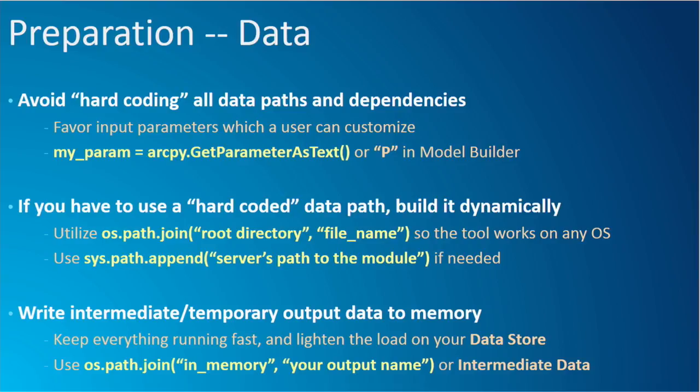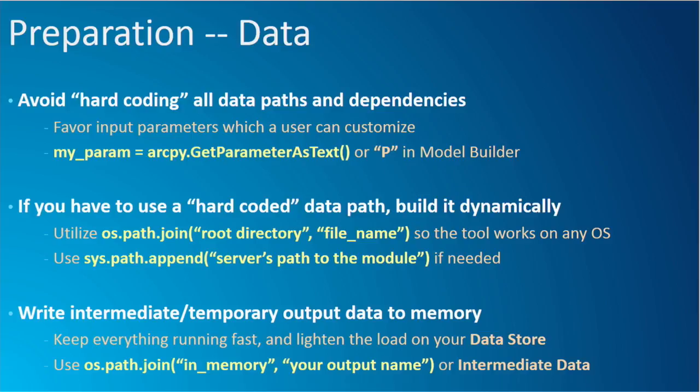These allow you to have the user select which parameter they want, or what they want to use for that parameter. You know, they can use their own data path or have a drop-down selection or something like that. And in Model Builder, you can set something as a parameter using that little P flag. You just select it from the node that you're setting as a parameter.